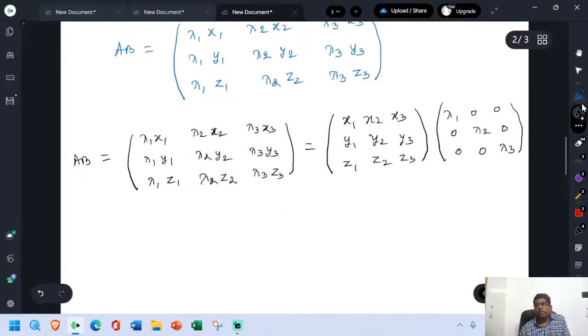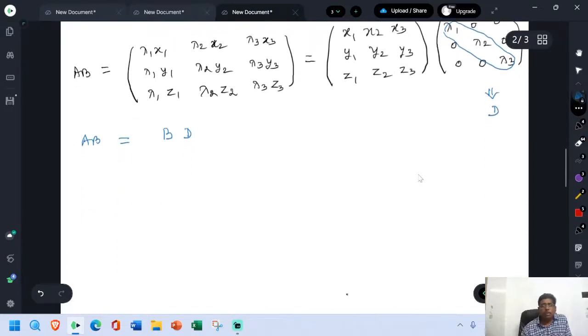Then this is modified as, see here, AB is equal to, this is our B, into, this is our D, diagonal matrix. See this, only the diagonal elements are present. This is D, this matrix is the diagonal matrix D.